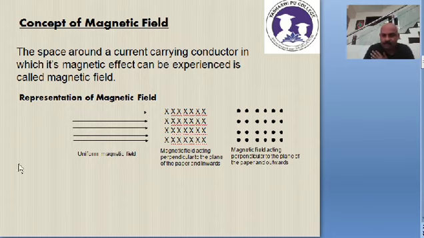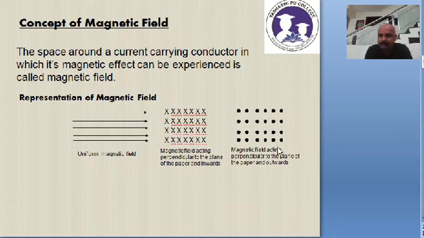These lines, if you observe the cursor, these parallel equidistant lines represent the uniform magnetic field. And this cross, this into mark, represents the magnetic field perpendicular to the plane of the paper and inwards. Please understand, it represents the magnetic field perpendicular to the plane and inwards.